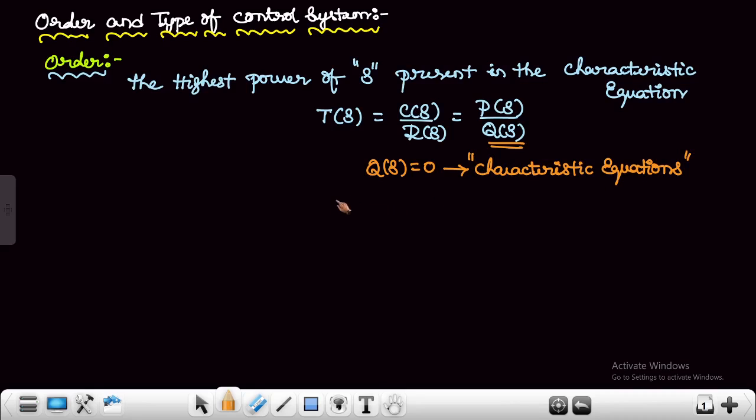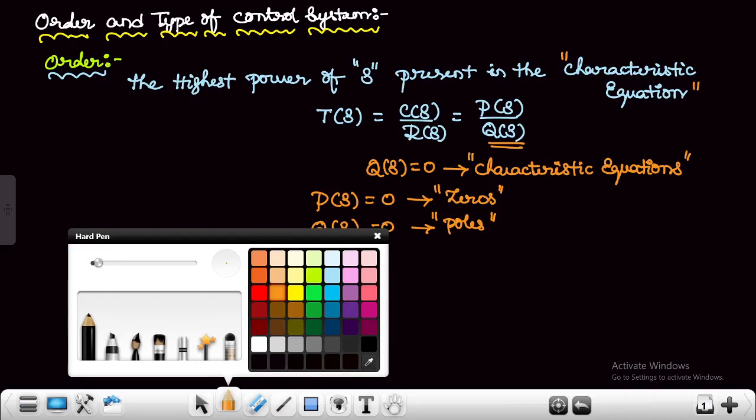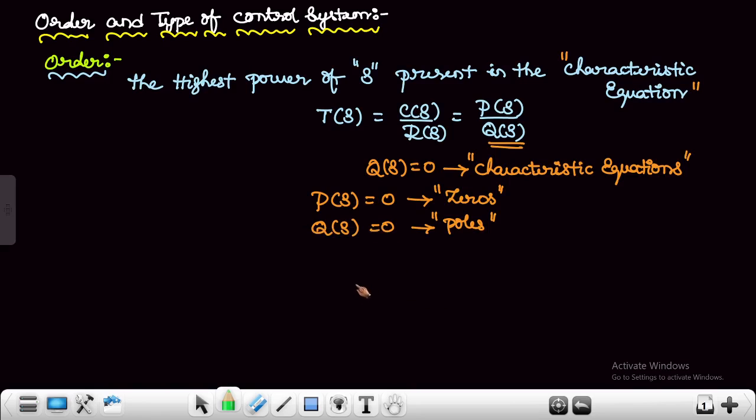One more important point: whenever you make P of S, that is the numerator, equal to 0, you get the zeros of the transfer function. Whenever you make Q of S equal to 0, you get the poles. This is the information you get from the transfer function. So the characteristic equation we got, and its highest power we define as the order of the system.